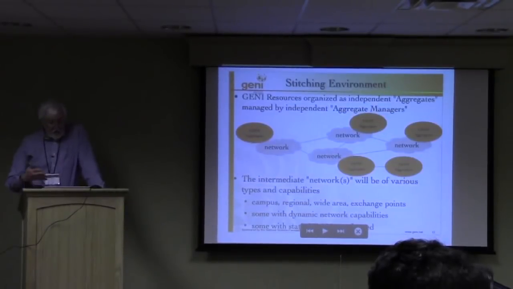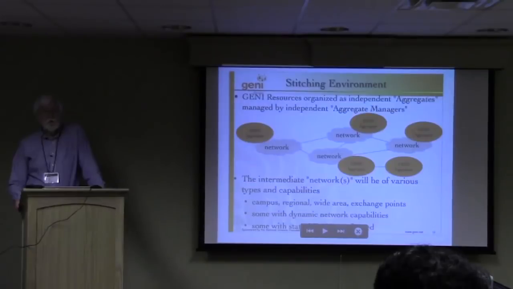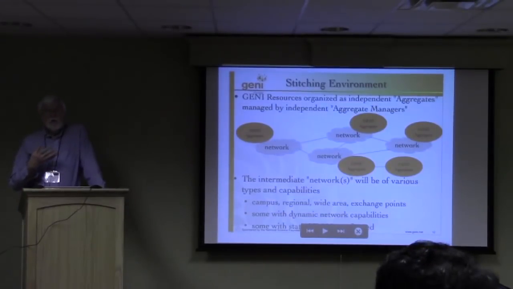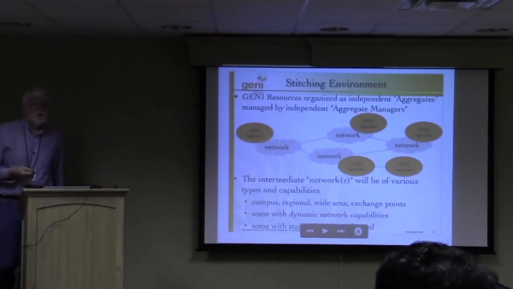So this gives you the sort of sense of just a picture of how the stitching works. It's really meant to understand how you can go from one aggregate to another aggregate where you may have intermediate networks that are not doing anything other than providing transport through.